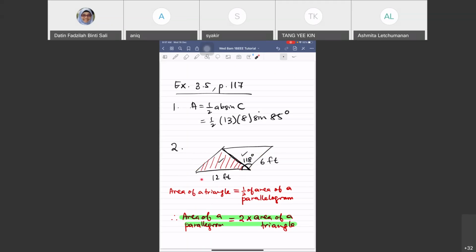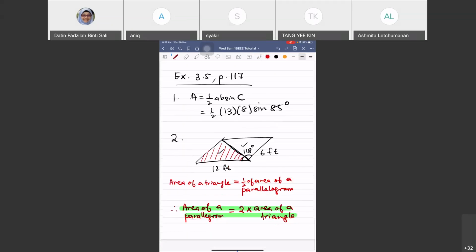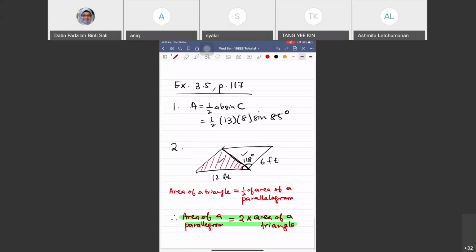Okay, area of a parallelogram, that means area of a parallelogram is twice the area of a triangle. So you can just straight away, therefore area of a parallelogram from here is 2 times area of a triangle. In this case, you can just use your half formula, because this is again side angle side. So you can just use your one half AB sine C, that type of formula.